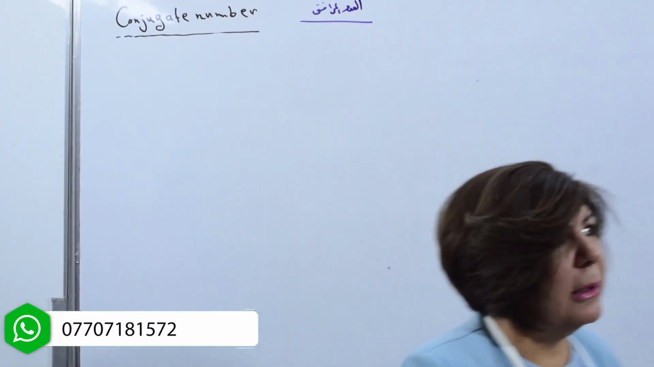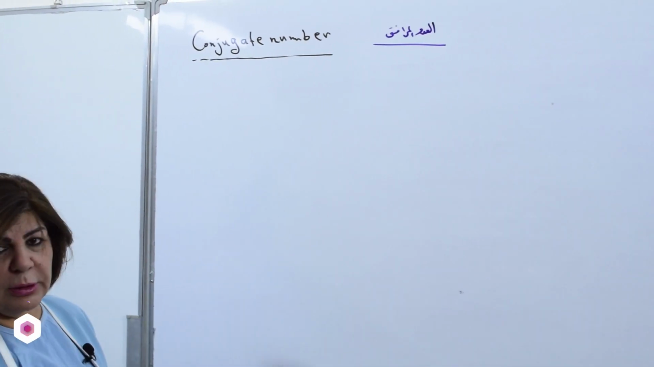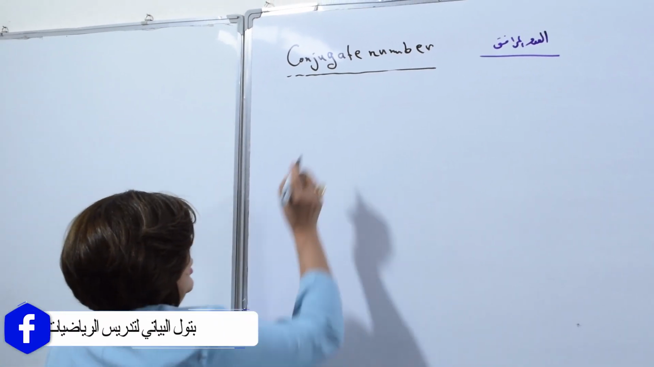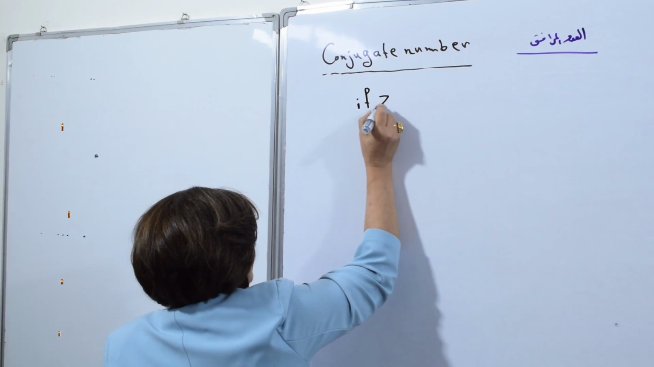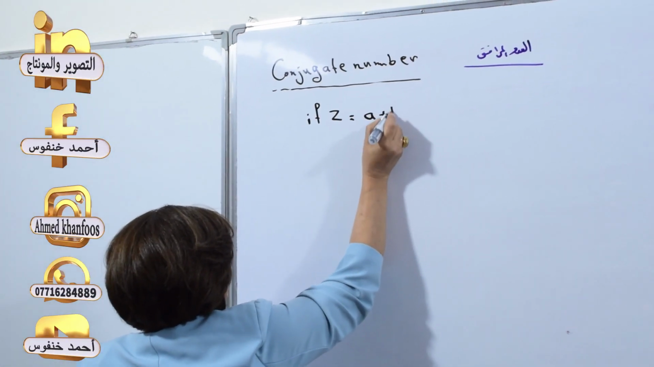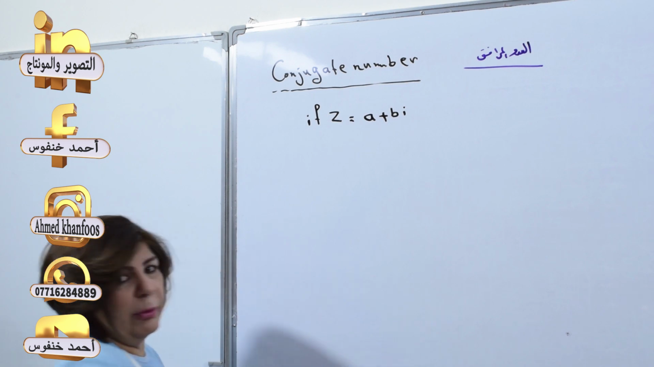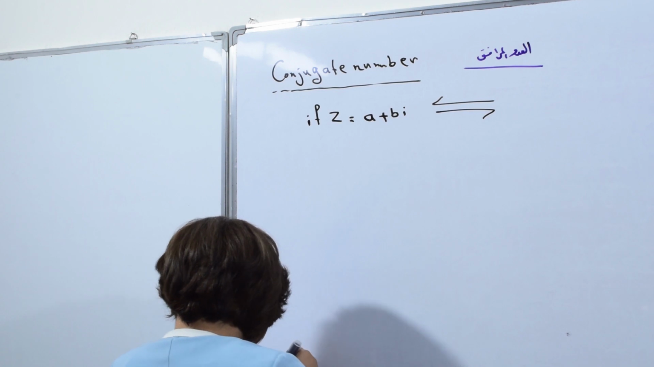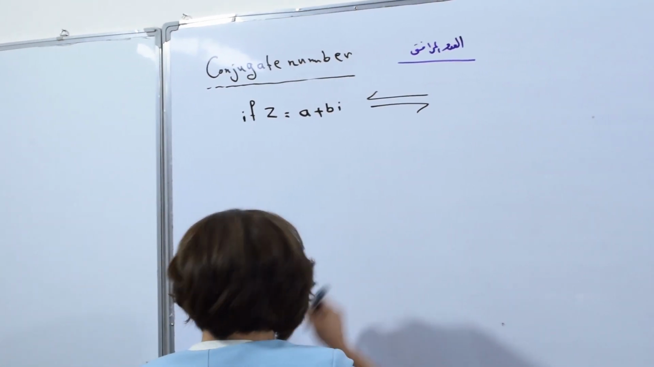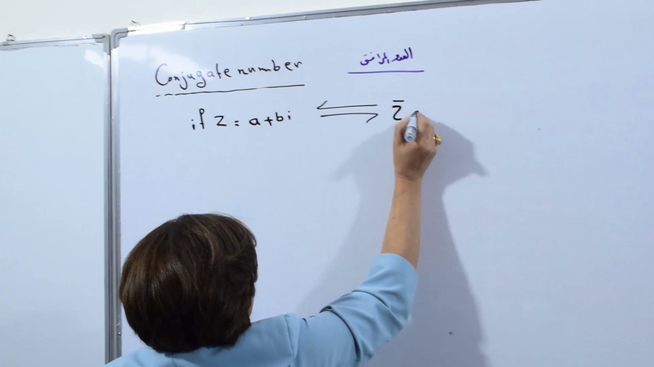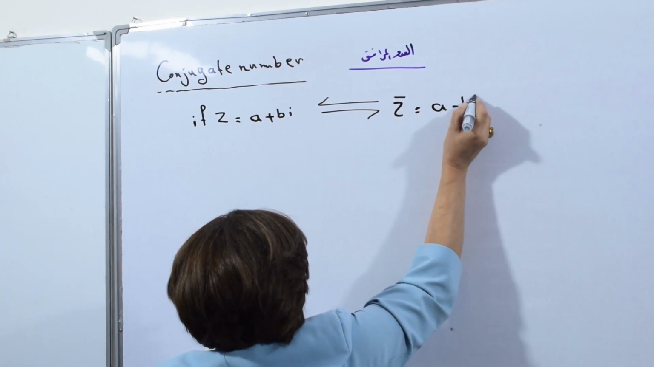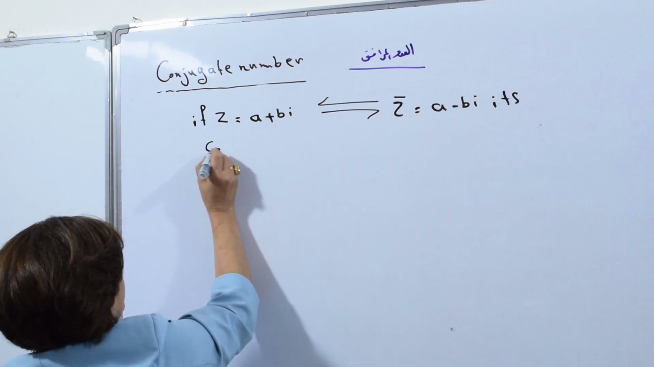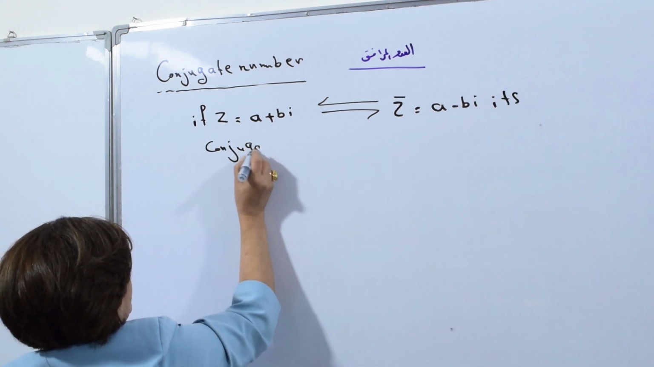درسنا لهذا اليوم conjugate number. Conjugate number that means العدد المرافق. If z equals a plus bi as algebraic form, then you write z bar equals a minus bi. Its conjugate for z.